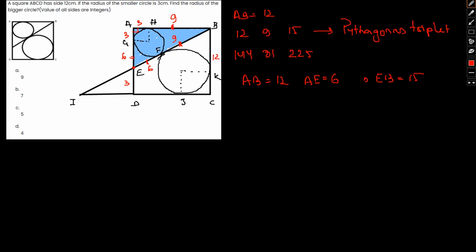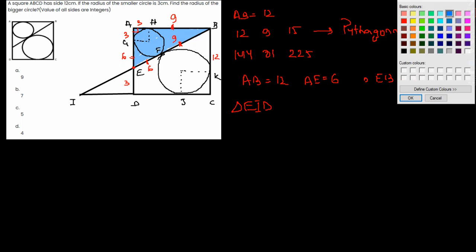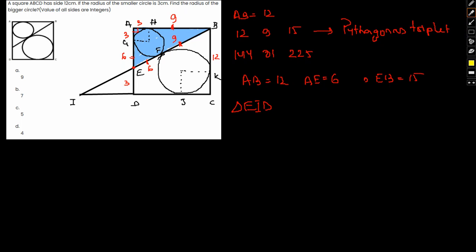If ED is 3, then again let us focus on triangle EID. Basically this particular triangle. Let us focus on this.